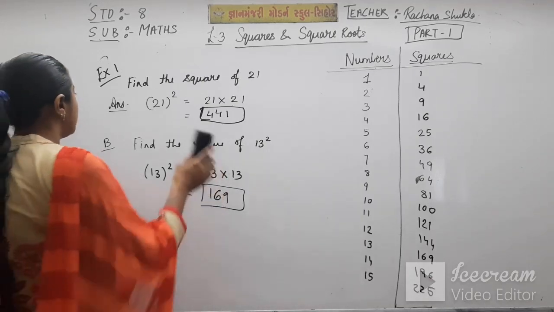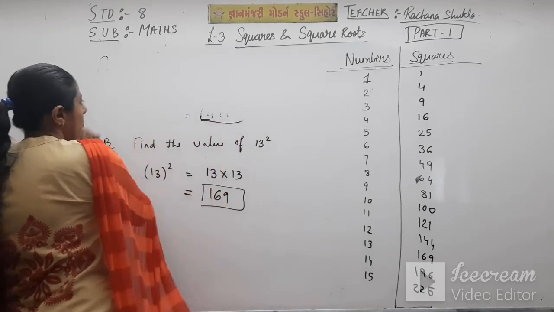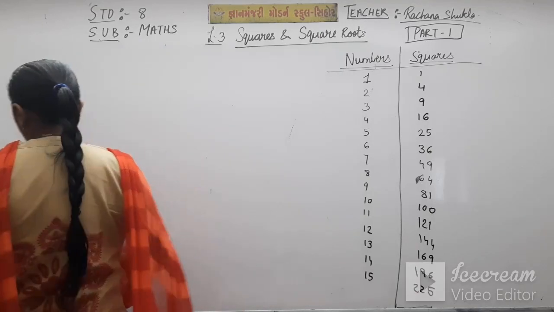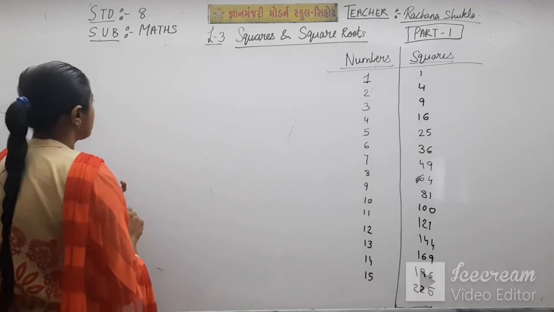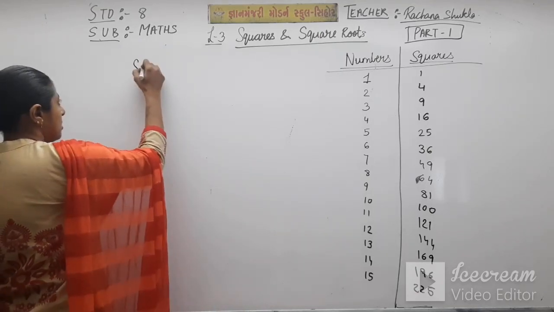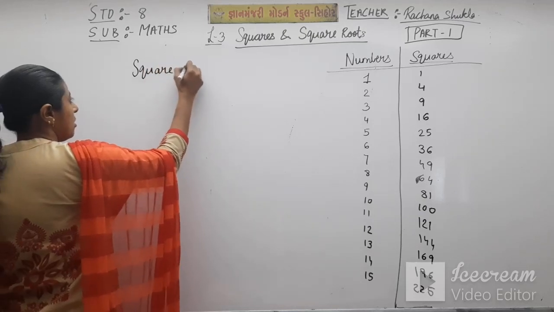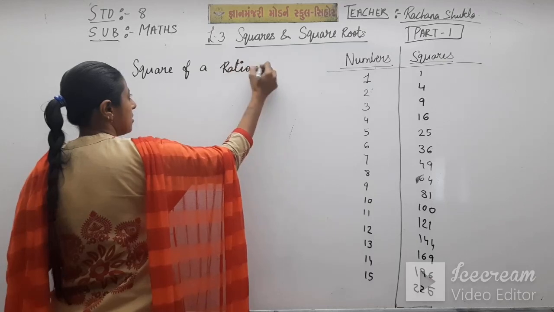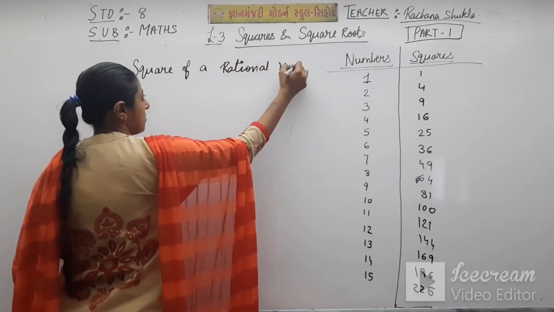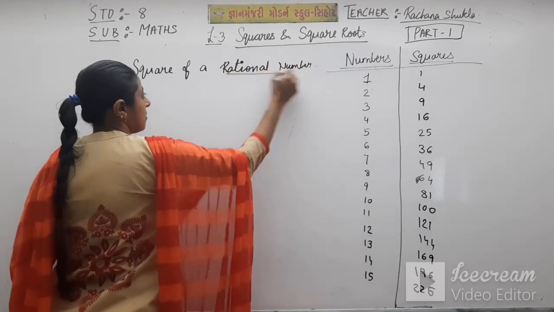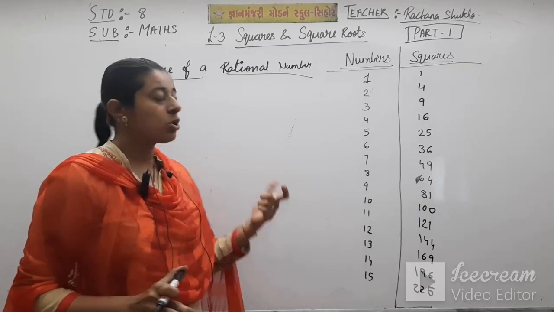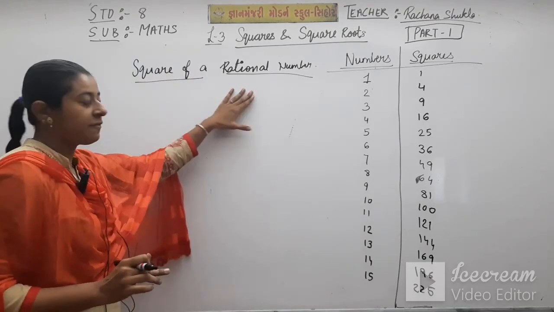Now coming to the next topic, squares of a rational number. Again this you will write in your fair book, the concept of rational number. Square of a rational number. So this you will write in your fair book.